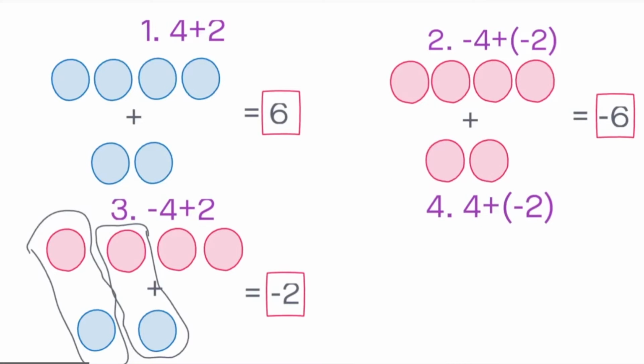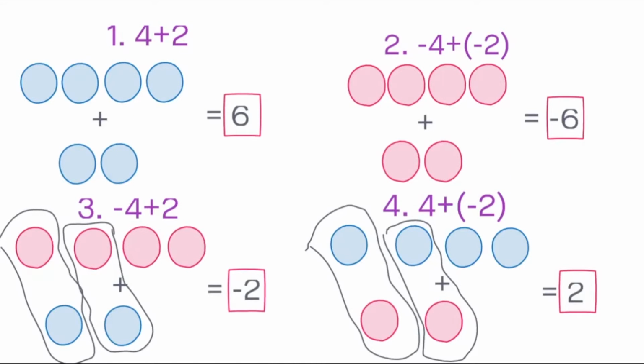So when we do this problem, we will have 4 red circles for negative 4 and 2 blue circles for 2. So now if we remove all the pairs, we are left with 2 negative circles, making negative 4 plus 2, negative 2. So this problem is the same as the previous one, except the signs are switched.